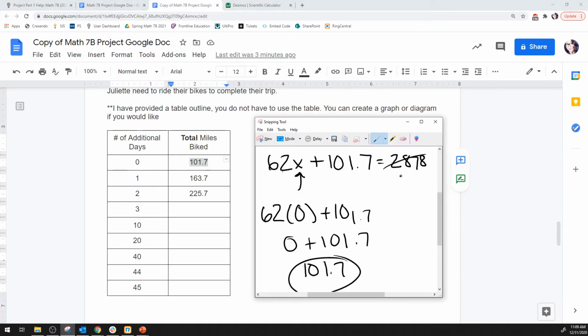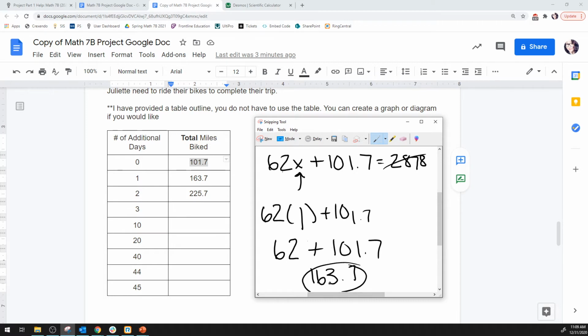Okay, so let's look at what happens if we replace this 0 with the 1. The next value on our table underneath the 0 is 1. So 62 times 1 is 62, and I'm going to add that to 101.7. If I were to type this into a calculator to double check, since I'm using decimals, I would get 163.7. That is how I got this number here.